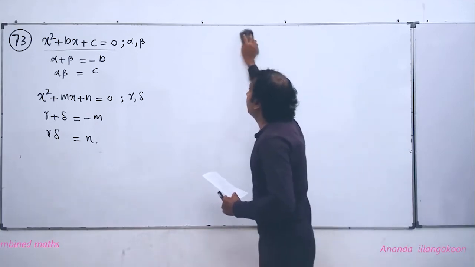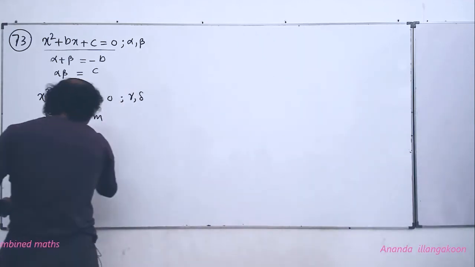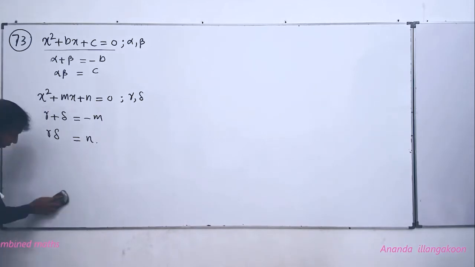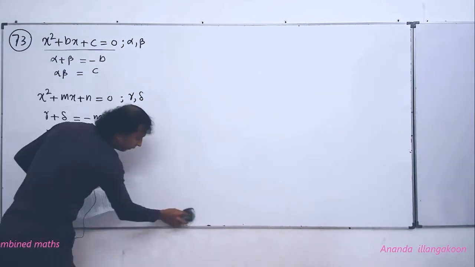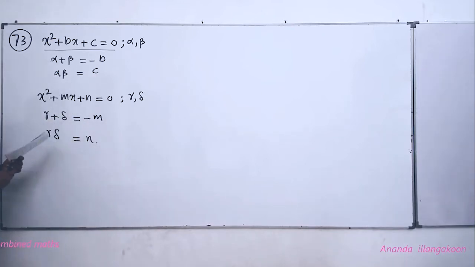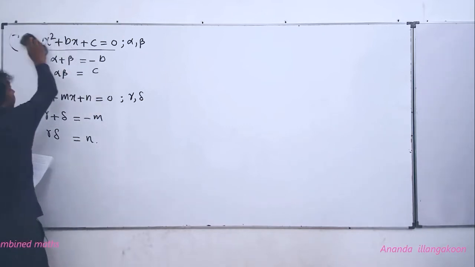With the help of your brain, don't look at the board. Do everything yourself, people. Only then will everything come into your brain. So then I need this alpha plus beta and alpha beta, and I write them here and here, and thereafter I write the next thing.